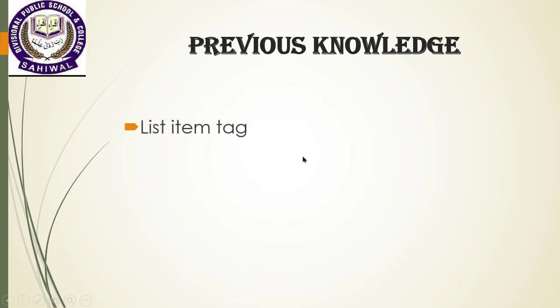Students, in this chapter you have learnt about the list item tag. The list item tag is used to define each item of a list. Once we define the list items with the li tag, the list appears in the web browsers in bulleted form.